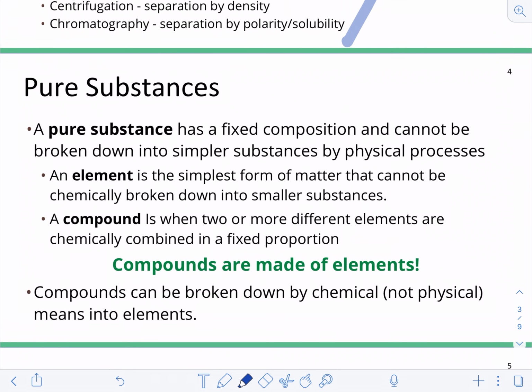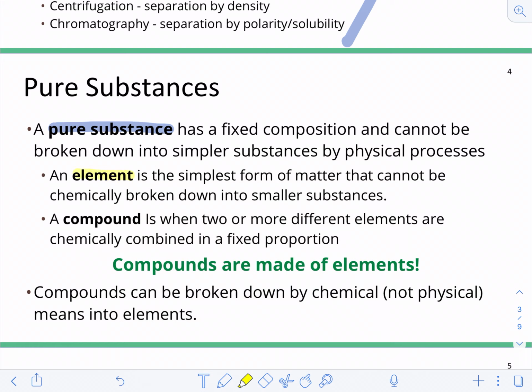All right, so now we can talk about pure substances. A pure substance has a fixed composition, which means it won't change its chemical formula, and you cannot break it down into simpler substances using physical processes. So there are two kinds of pure substances. The first kind is an element.